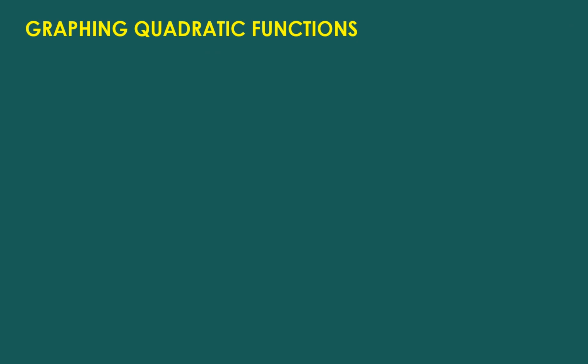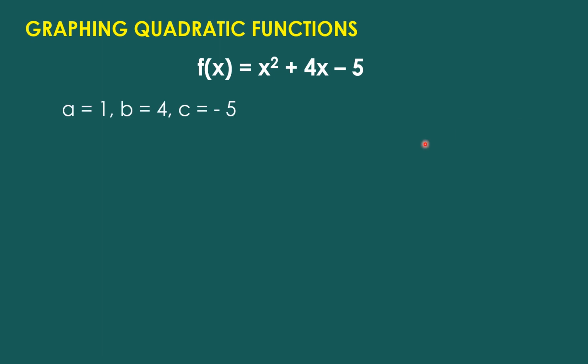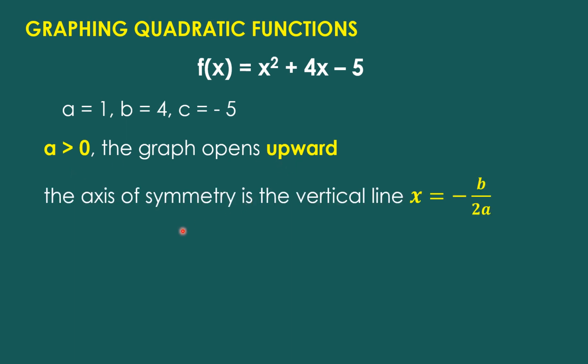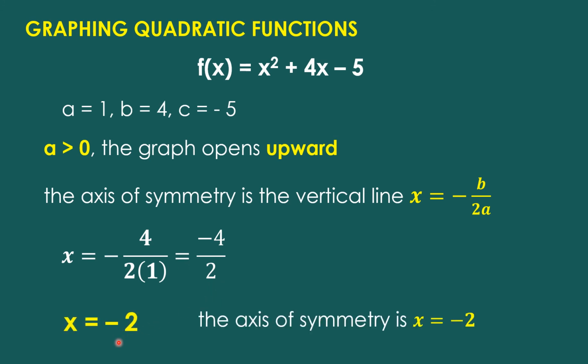Now, let us graph the quadratic function x squared plus 4x minus 5 using the techniques that we have learned. So first, a is equal to 1, b is 4, and c is negative 5. Notice that a is greater than 0. Therefore, the graph opens upward. The axis of symmetry is given as x equals negative b over 2a. When you substitute, the answer would be x equals negative 4 over 2 times 1, and that is x equals negative 4 over 2. That means the axis of symmetry is x equals negative 2.